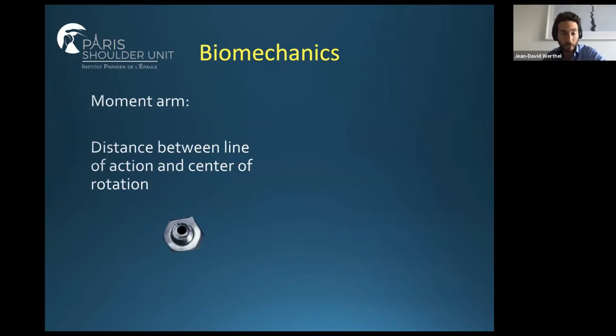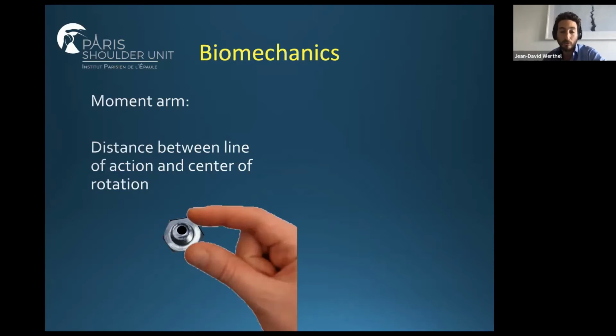Because it's unconstrained. That's what's important. Then the moment arm: it's something that we hear a lot about when we talk about reverse shoulder arthroplasty. So we need to understand clearly what the moment arm is. The definition of the moment arm is the distance between the line of action and the center of rotation. So if we look at that bolt, if you want to unscrew that bolt, you can use your hands.